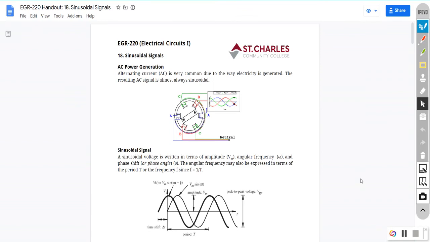Hello and welcome to section 18. In this section we're going to be going over sinusoidal signals and how to model them eventually as exponential signals.